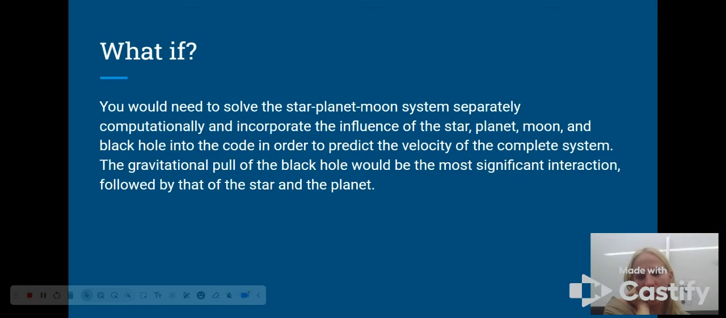So you would need to solve the ship, planet, moon system separately, and incorporate the influence of the ship, the planet, the moon, and the black hole to fully do it for the whole system. And yeah, that's all.